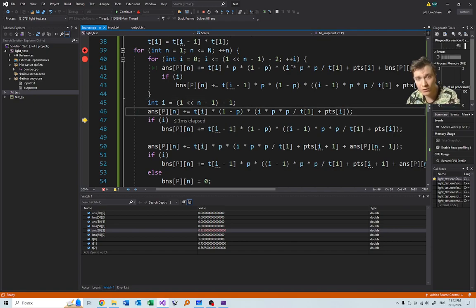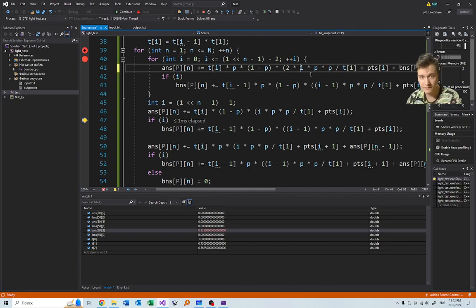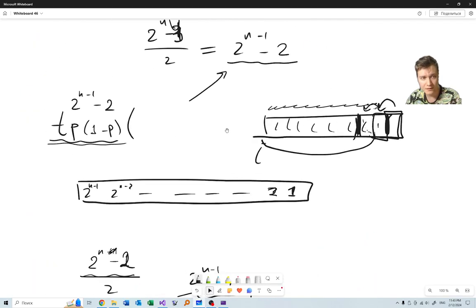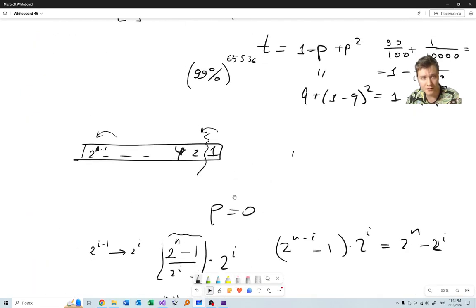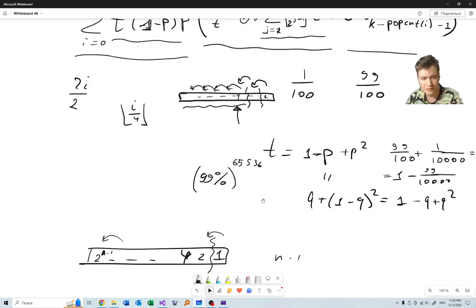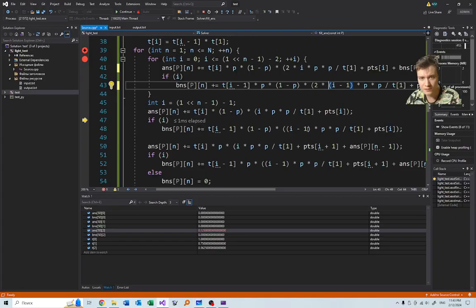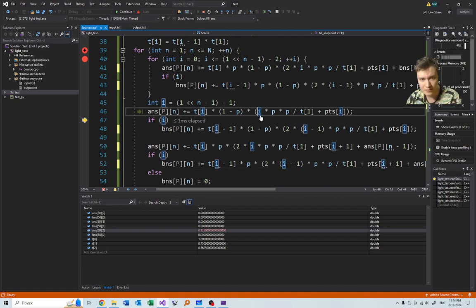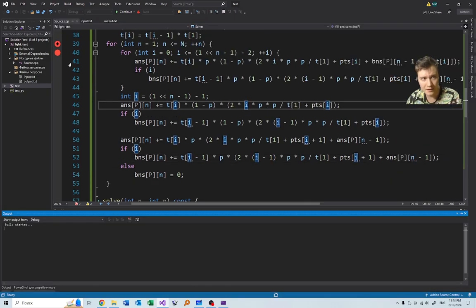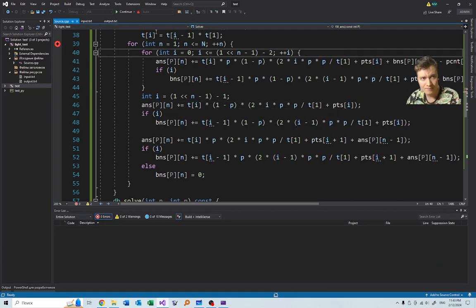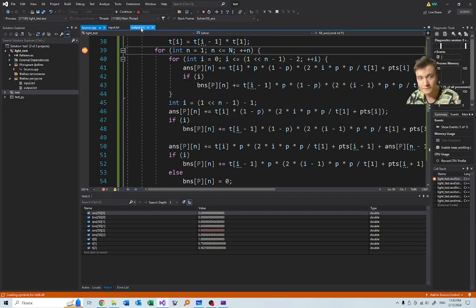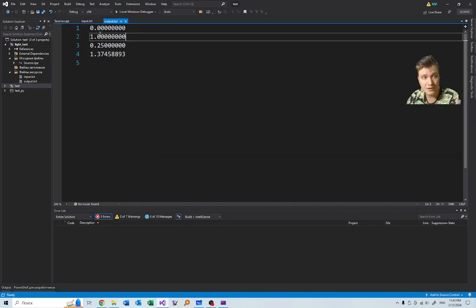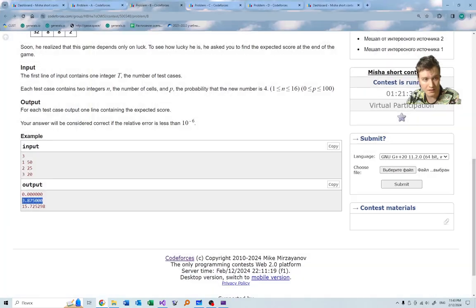Everywhere here it should be 2 times I. Yeah, because in the formula it's 2 times p squared. So let's fix it everywhere. It seems like I just need to fix it everywhere. Okay, let's recalculate it and recheck. Okay, now it's a bit better. Still, it's a trash.